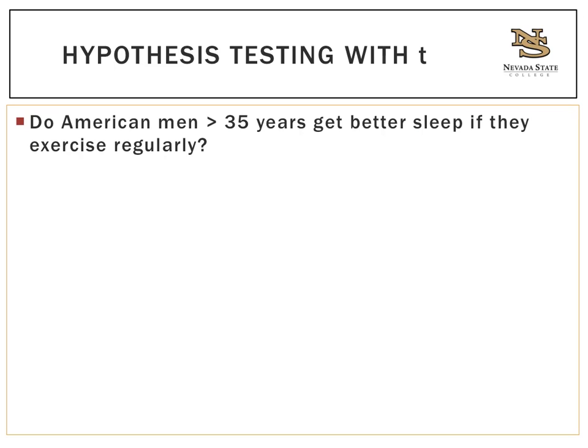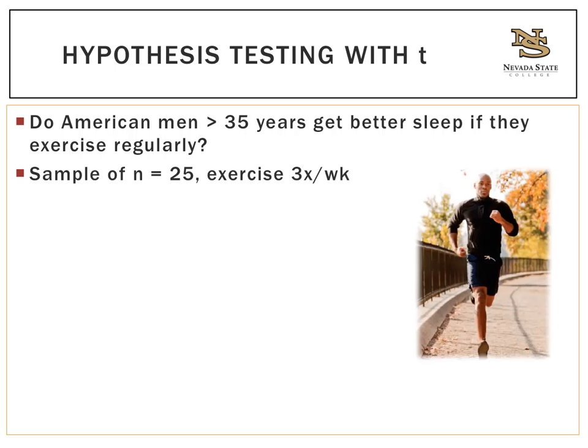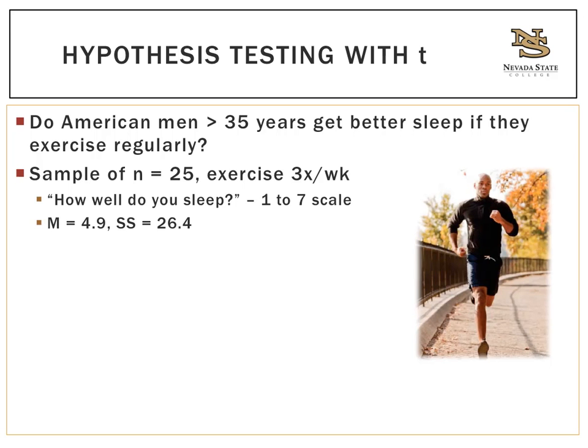Moving right along. So let's look at this example. Do American men over the age of 35 get sleep if they exercise regularly? We have a sample of 25 men over the age of 35, and they exercise regularly according to our operational definition, which is at least 3 times a week. We ask all 25 men, how well do you sleep? They rate their sleep on a scale of 1 to 7. Their mean is a 4.9. In this case, I'm giving you your sum of squares, which is a 26.4.